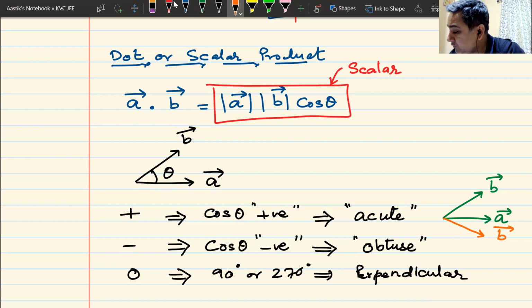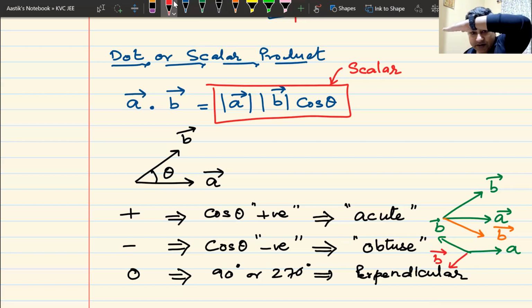What do I mean by obtuse? By obtuse, I mean if vector A is here, the vector B would be in the second quadrant, which is the green one, or in the third quadrant, which is the red one. So if I call this A vector, if your B vector is like this, second quadrant, or your B vector is like this, third quadrant, then cos theta will be negative, and hence your dot product is going to be negative.